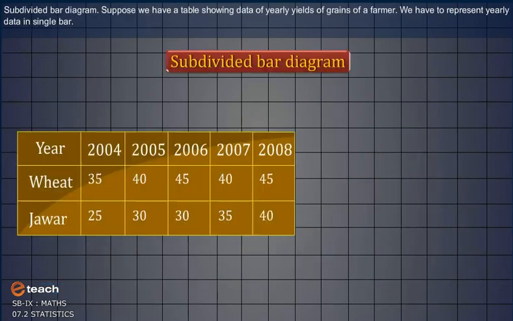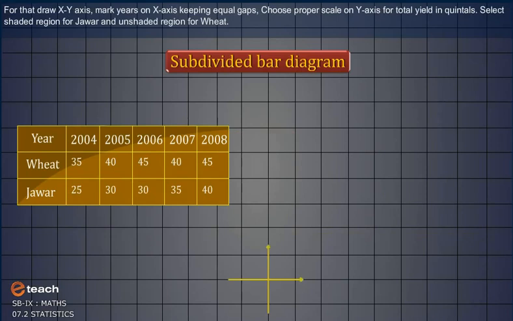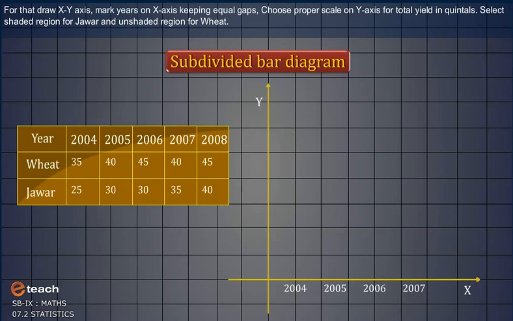Subdivided bar diagram. Suppose we have a table showing data of yearly yields of grains of a farmer. We have to represent yearly data in a single bar. For that, draw XY axes, mark the year on the x-axis, keeping equal gaps. Choose a proper scale on the y-axis for total yield in quintals. Select a shaded region for jawar and an unshaded region for wheat.